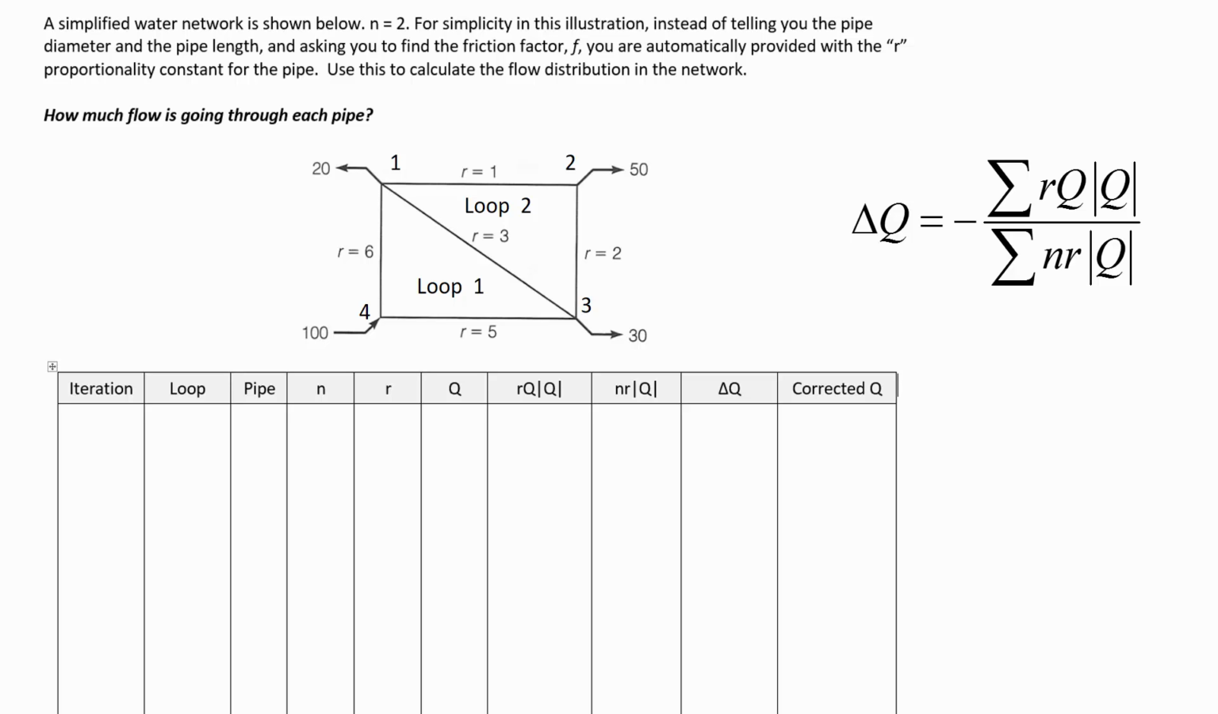All right, so iteration 2, loop 1. I hope it's obvious that if there was ever a case for copy and paste automation, this is it. We're going to write it again, but if we were using Excel, we would just copy, Control-C, and then put it in the next row down, Control-V, paste. And we'd have to make a few adjustments, but the structure would be there. So we're going to have pipe 1, 3, 1, 4, and 3, 4. Okay, the N values haven't changed. The R values haven't changed.